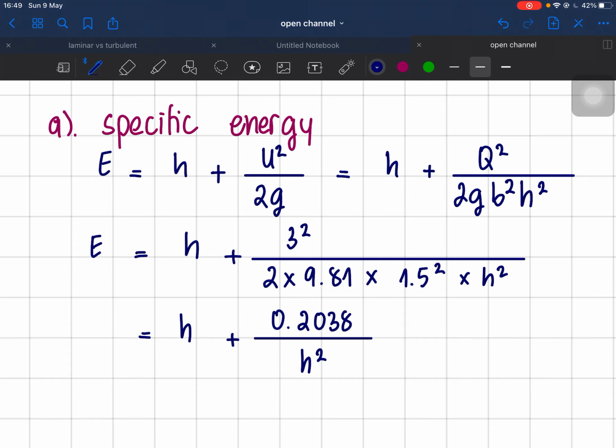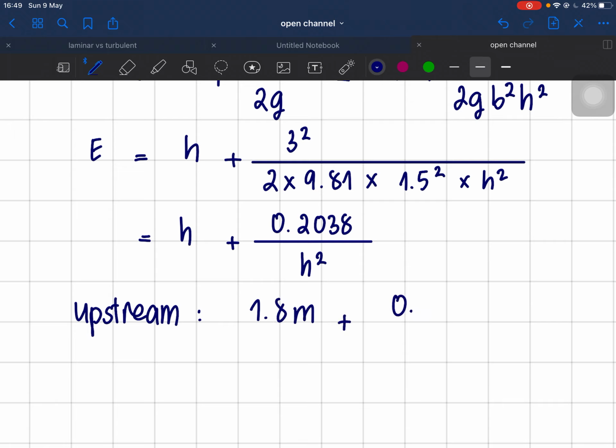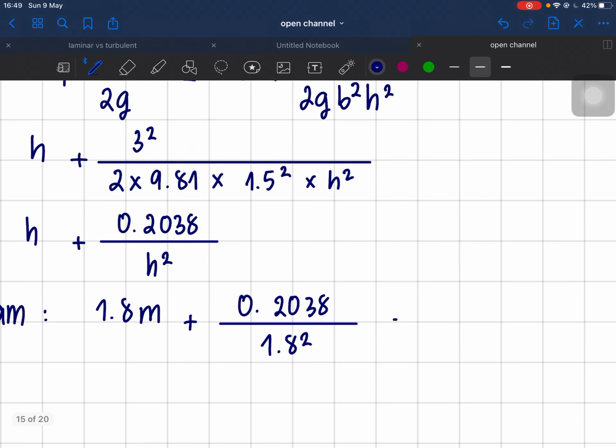Right, so now we have everything. This will be the upstream, because upstream they're giving us 1.8 meter, right? So plus 0.2038 over 1.8 squared, and the answer is 1.8629, let's say 1.863 meter.